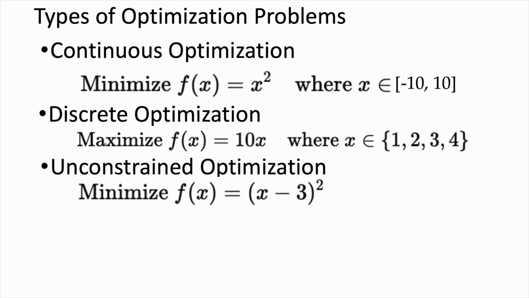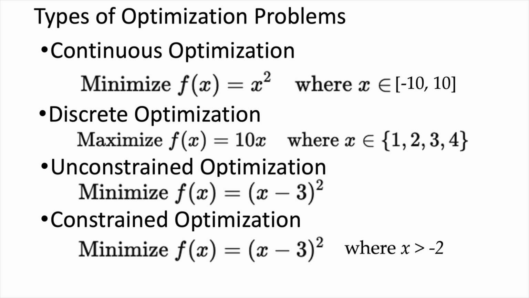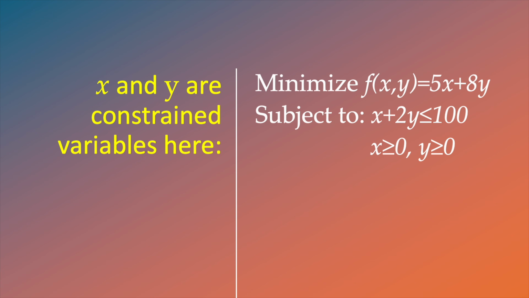In unconstrained optimization, there are no restrictions on the variable. That means the variable can take any value without limits or boundaries. For example, suppose we want to minimize the expression (x minus 3) squared. Since there are no constraints on x, it can take any real number. This is what makes it an unconstrained optimization problem. Now let's look at constrained optimization. You've seen examples of this already.